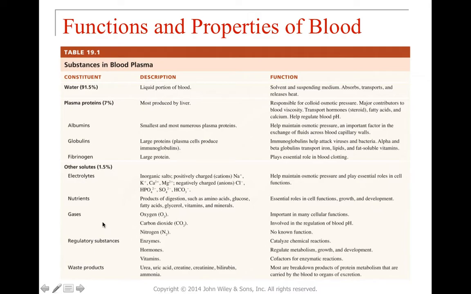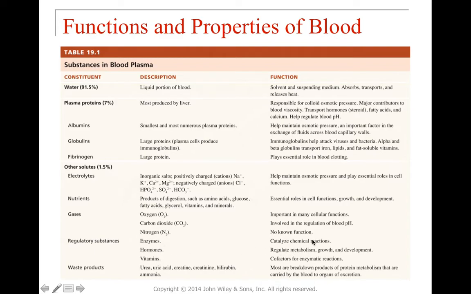Some other things you're going to find, in fact, this is the first thing you think of when you think of blood supply, right? Oxygen and carbon dioxide, as well as nitrogen, but gases that are going to be involved in cellular functions, involved in regulation of blood pH, etc. And we're not really sure exactly what nitrogen is doing, but we do know that we have nitrogen gases in our system. Some other regulatory substances, including enzymes, hormones, and vitamins.